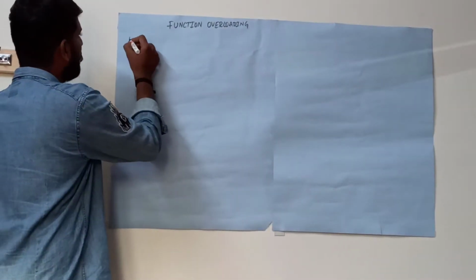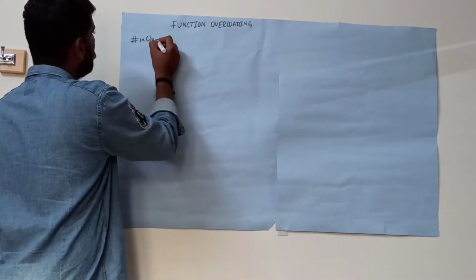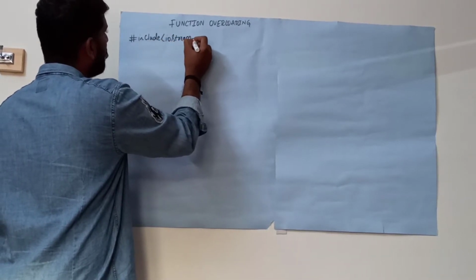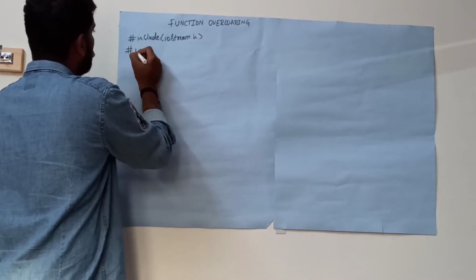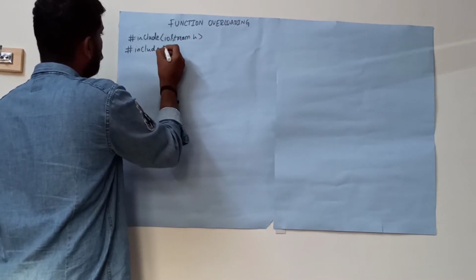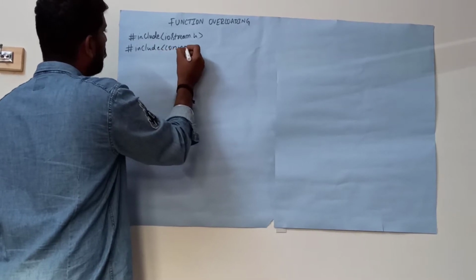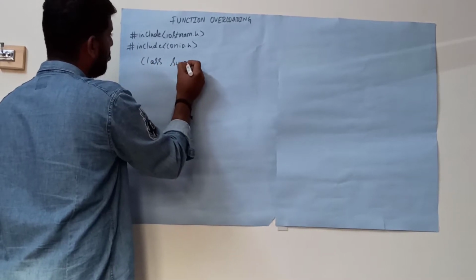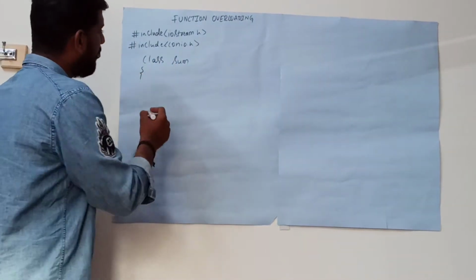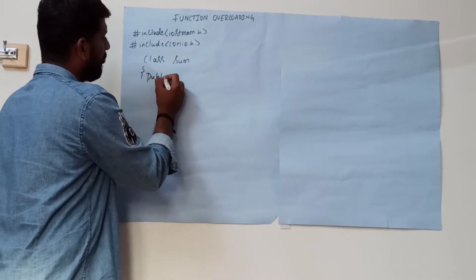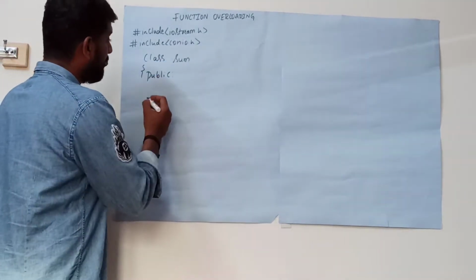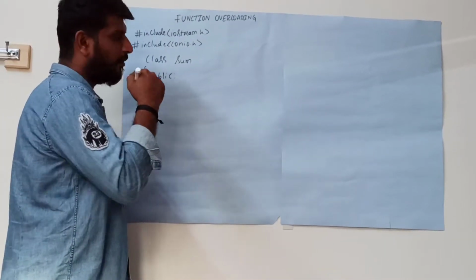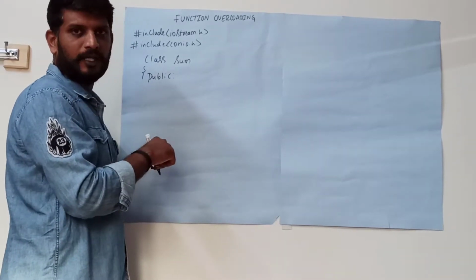Now let me write a program that will consist of two or more functions with different types of arguments. The first thing is the header file, iostream.h. The next thing is io.h. So I will create a class sum. Directly I will go for the public part, like we did in our previous video. I will create two functions with the same name. One will consist of one kind of argument and the other will consist of another kind of argument.